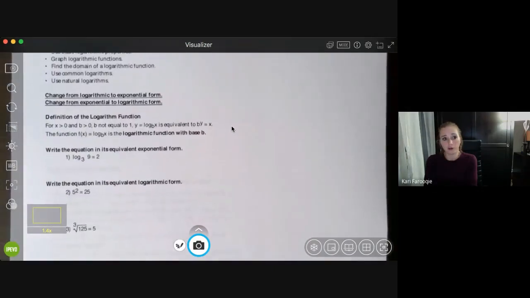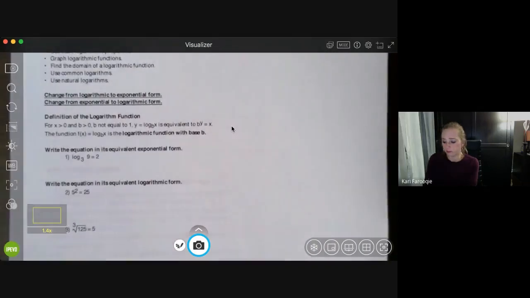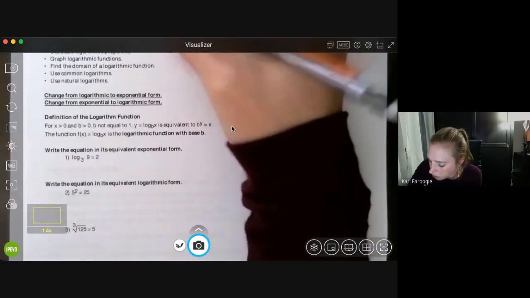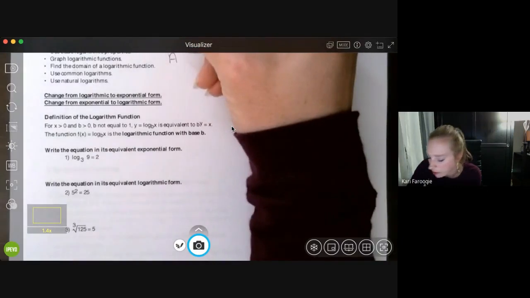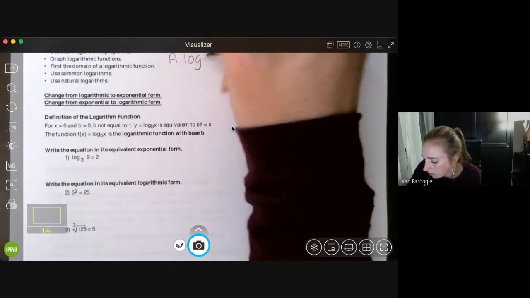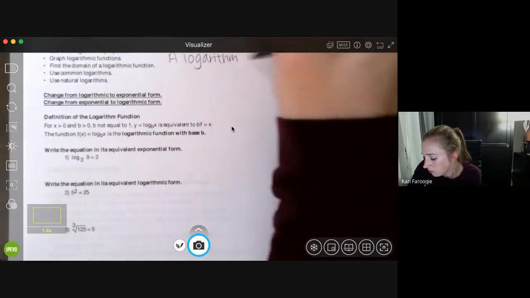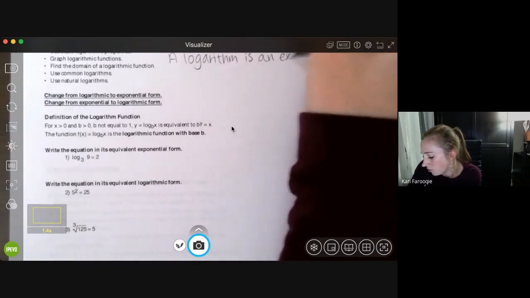First and foremost, a logarithm is an exponent. In case you need me to, I'll be reminding you all the time, but we'll write it down. A logarithm is an exponent.